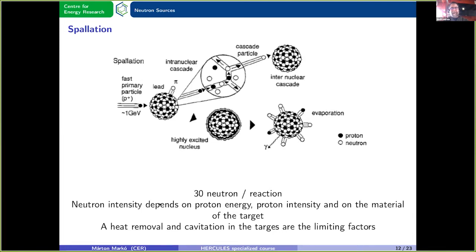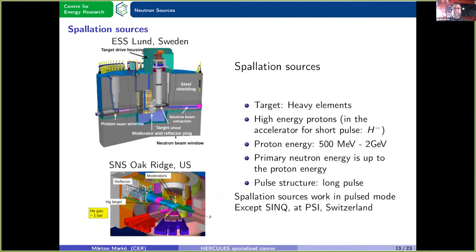Of course, neutron intensity depends also on proton energy and proton intensity. But the bottleneck here is the heat removal and the cavitation in the target. So we have a high intensity pulse coming into the target. It makes a plasma, it cools down, and finally the cavitation after cooling down can break the target into small pieces. So that's the main bottleneck of having high intensity.